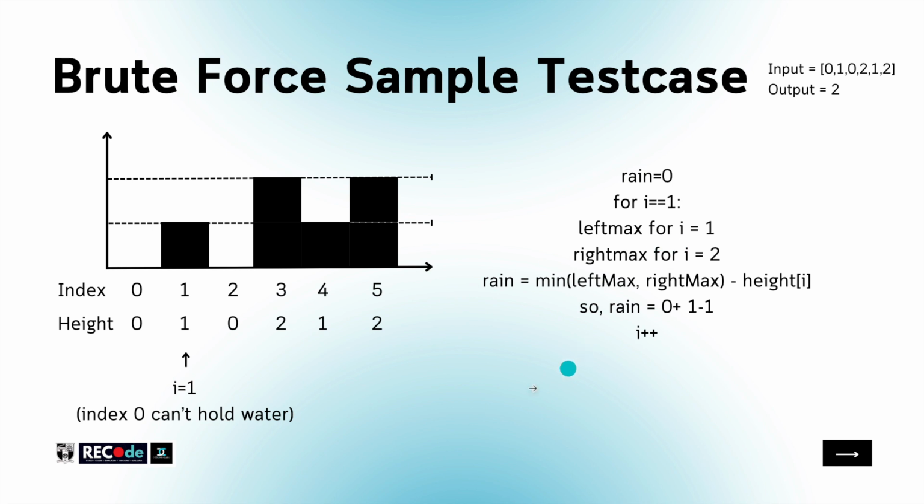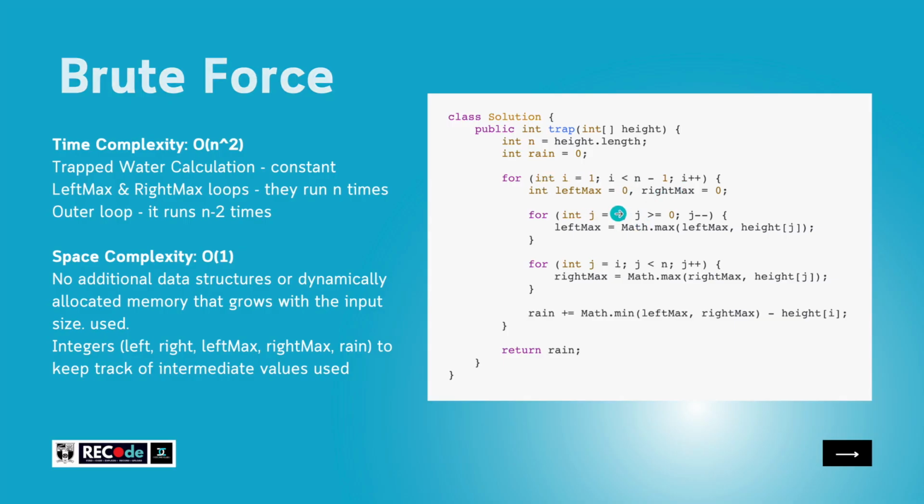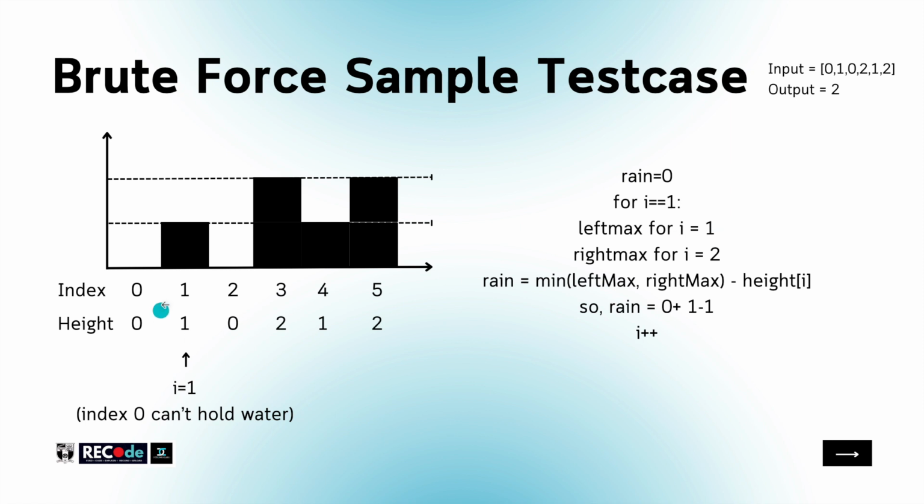We start with left max and right max equals 0, and then in the first outer loop you start calculating the left max and right max, and that is how index 1's left max is 1, because you're considering this particular block including that particular position as well. So you have I equals 1, and to the right of index 1, the highest, or right max, is 2. So you set right max for I equals 2. Next is calculating rain. You take the minimum of left max and right max minus height of I. The minimum is 1, so you add 0 plus 1 minus 1 because height of I is 1, and then you increment I.